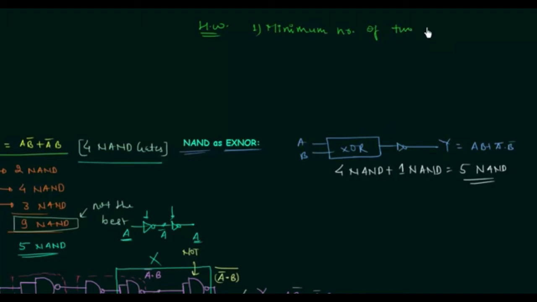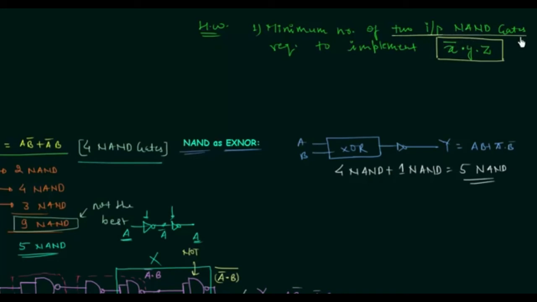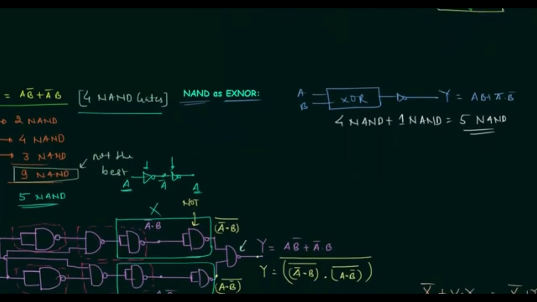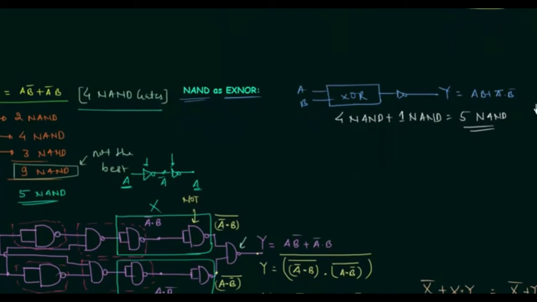In the first homework problem, we have to find the minimum number of 2 input NAND gates required to implement X complement and Y and Z. So you have to implement this function X complement and Y and Z, and you have to tell me the minimum number of 2 input NAND gates required. You have to follow the procedure same as implementation of XOR gate.